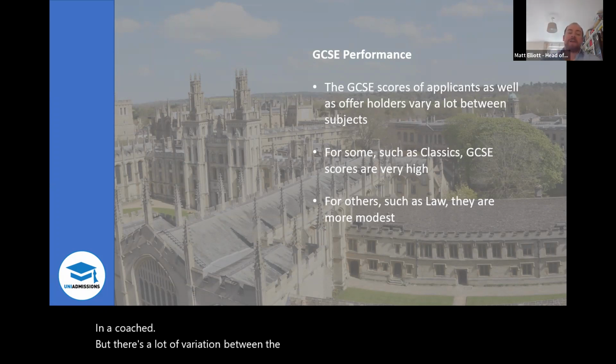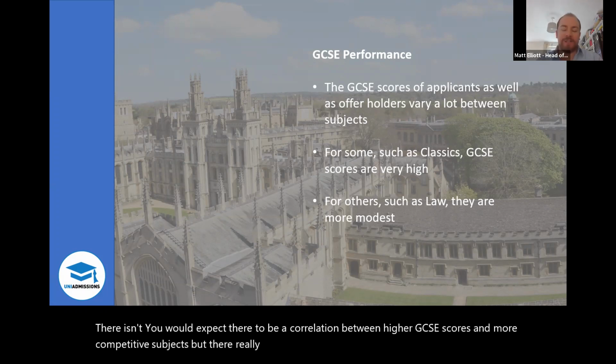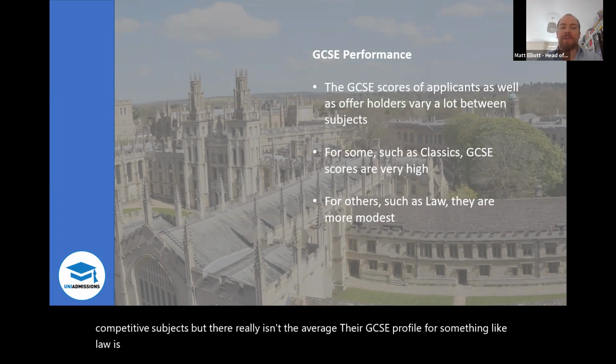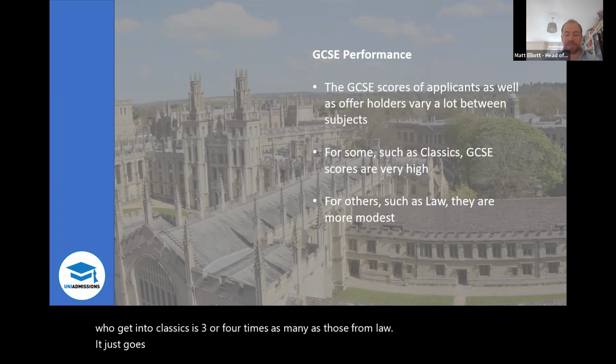You would expect there to be a correlation between higher GCSE scores and more competitive subjects, but there really isn't. The GCSE profile for something like law is really quite modest compared to classics, even though the number of students who get into classics is 3 or 4 times as many as those for law. And it just goes to show that the GCSEs, it's not baked in. This isn't the decisive thing for you.